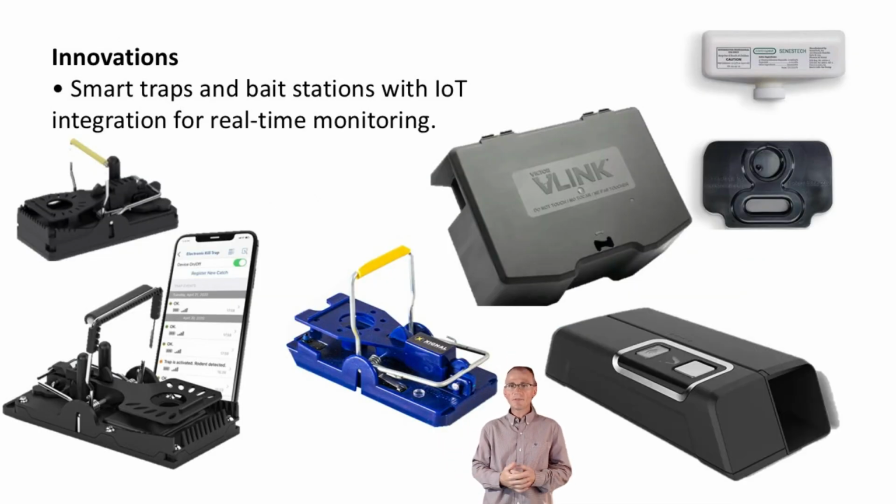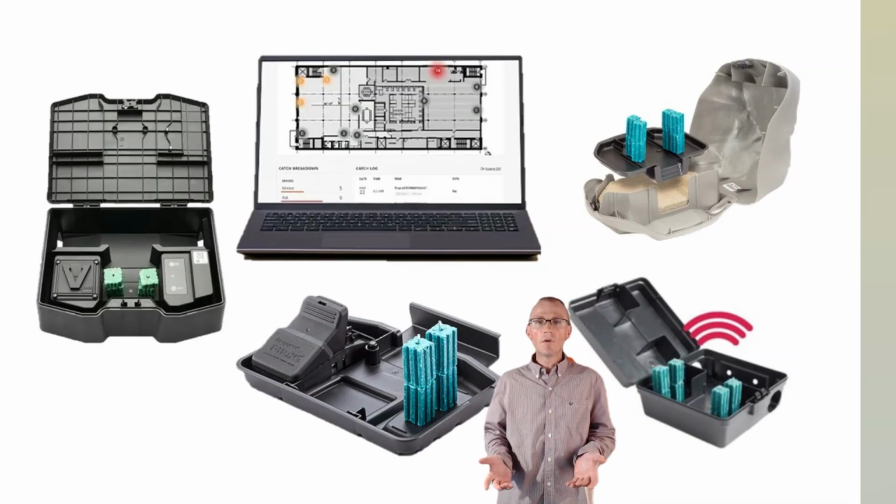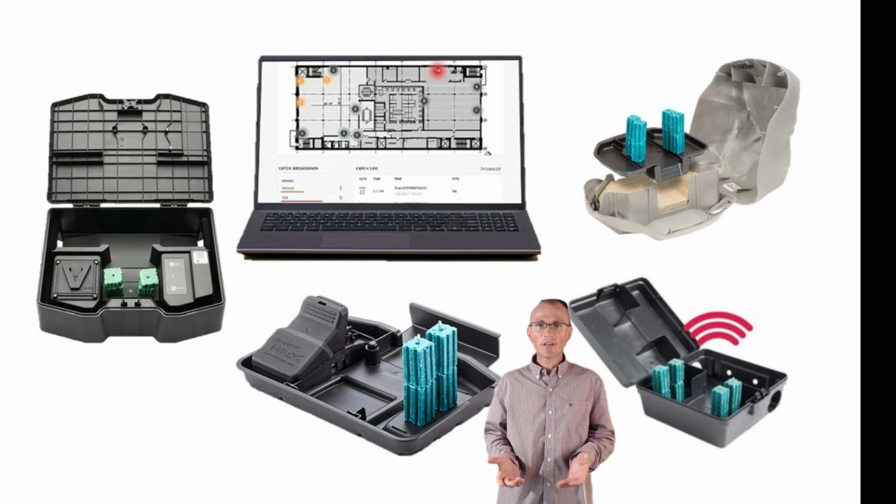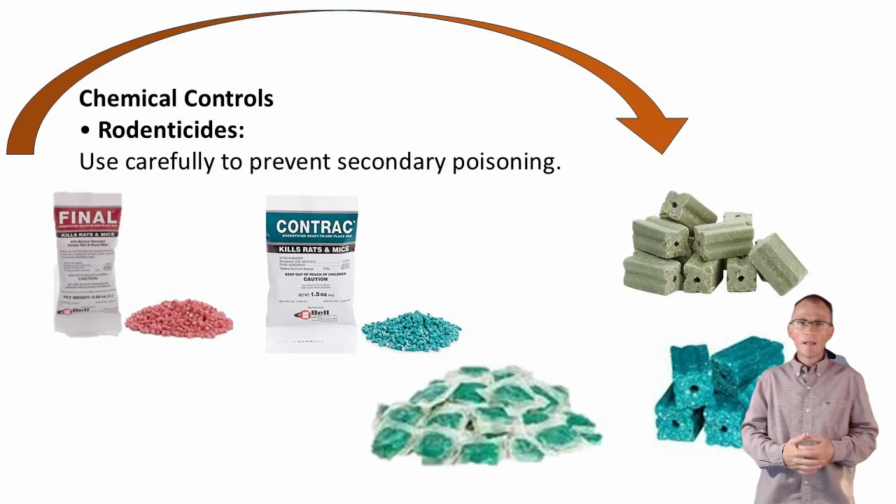Innovations. Smart traps and bait stations with IoT integration for real-time monitoring. Bait stations have also evolved into electronic monitoring devices. The type of bait station can play an important role in saving time when there are hundreds or even dozens of stations on a property. Especially true on large accounts, this can save a substantial amount of time on the technician's part, allowing them more time for inspections, mechanical control, exclusion, and other treatments.